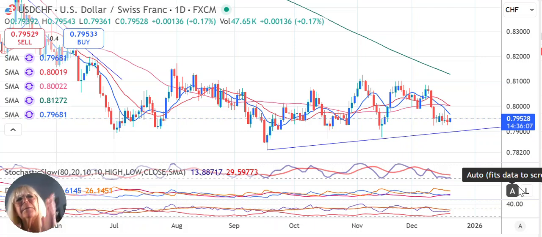Look at the weekly, stay within the consolidation pattern, and play this from the short side if that support line breaks, on the second time it breaks.